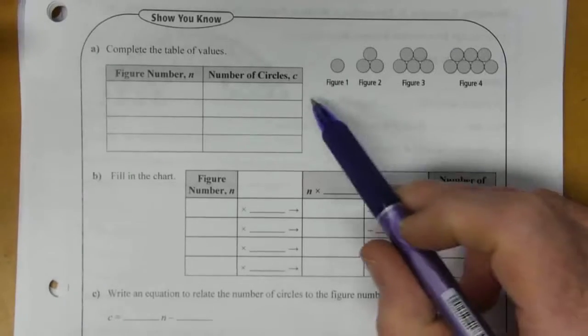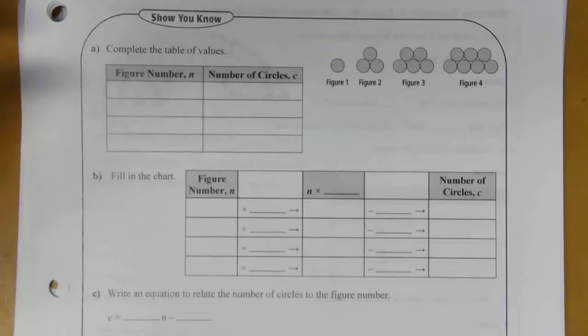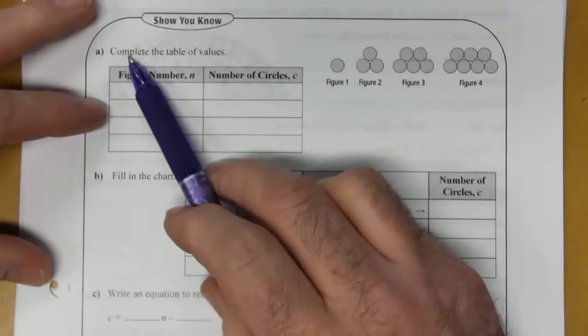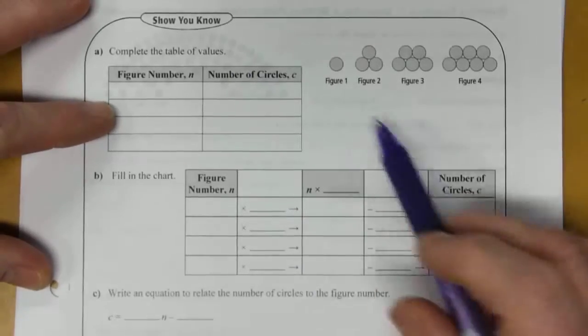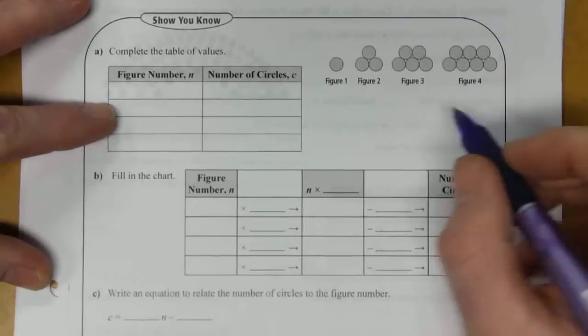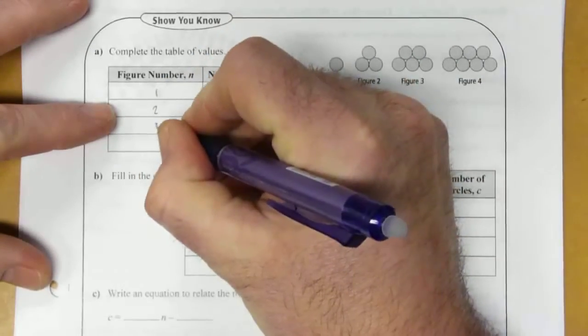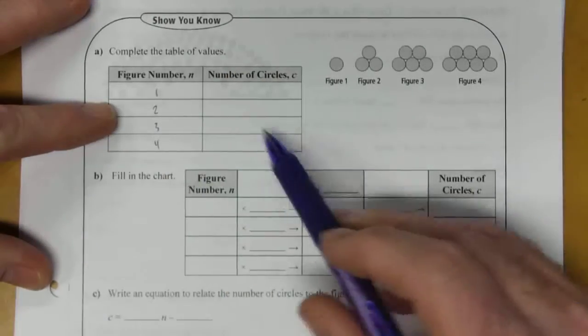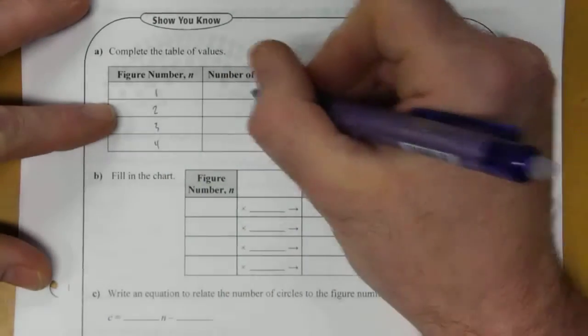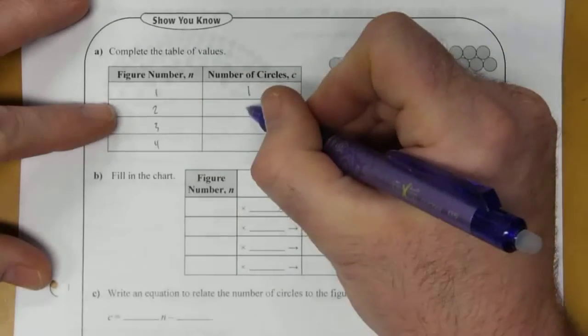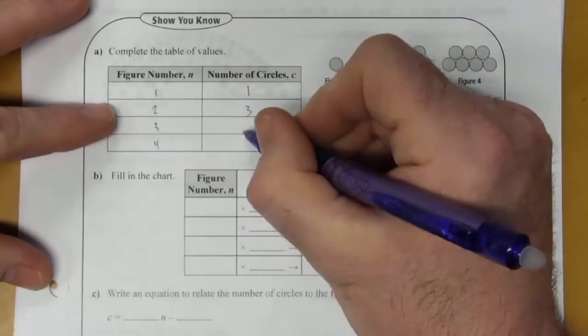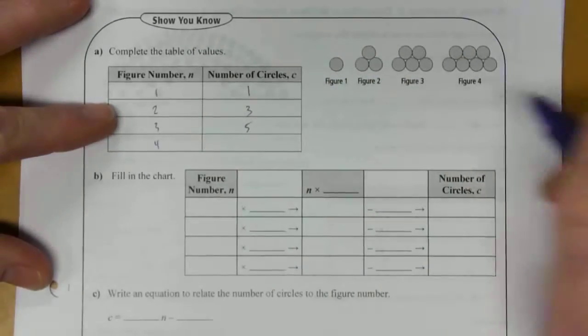We're presented with another set of figures. We need to go through the process of filling out the tables and coming up with an equation and then using it. So, step one, complete the table of values. Figure 1, 2, 3, and 4, so that's easy, 1, 2, 3, and 4. Number of circles, there's 1 in figure 1, 3, 5, and 7.